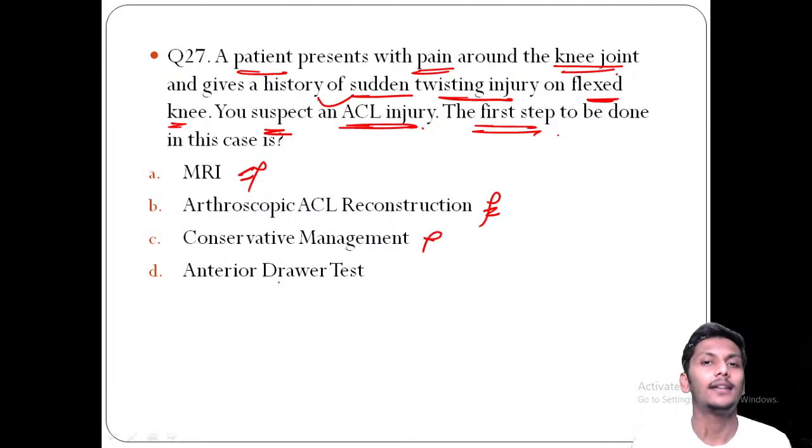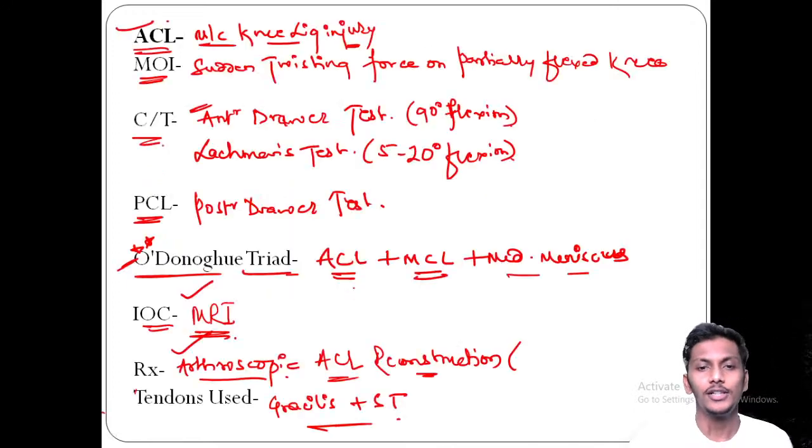So the first step that you will do is usually you will check or examine the patient clinically, right? And for clinical test, you have this anterior drawer test. So the first step to be done in this case is your anterior drawer test, right? Very good, guys. Moving further to our next question.